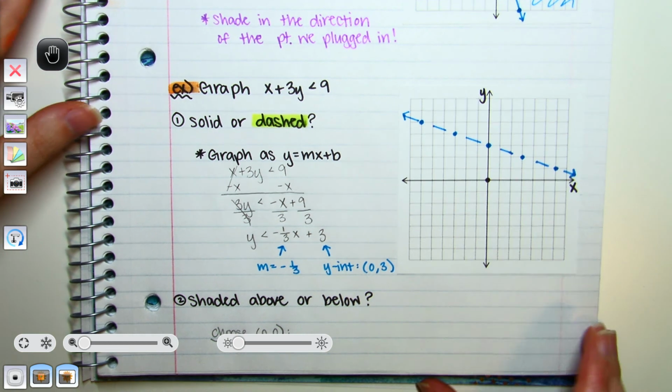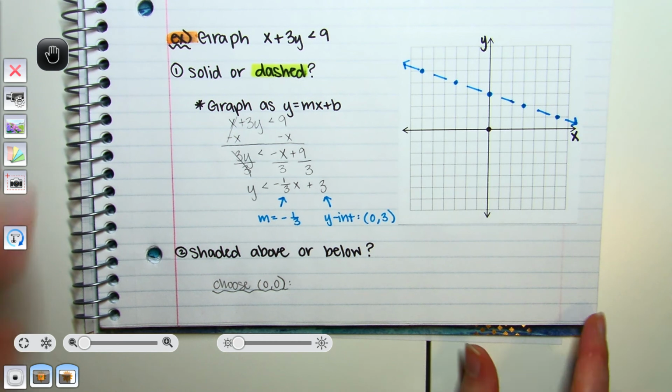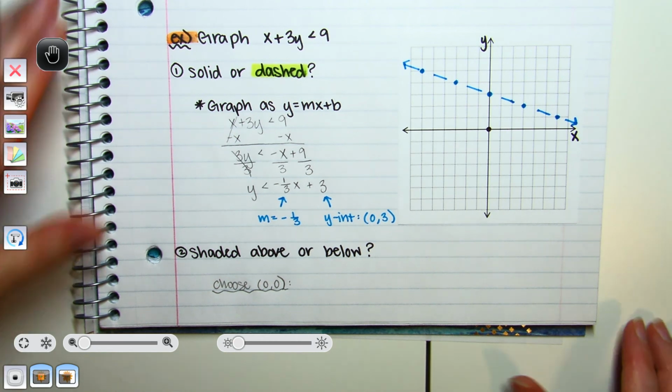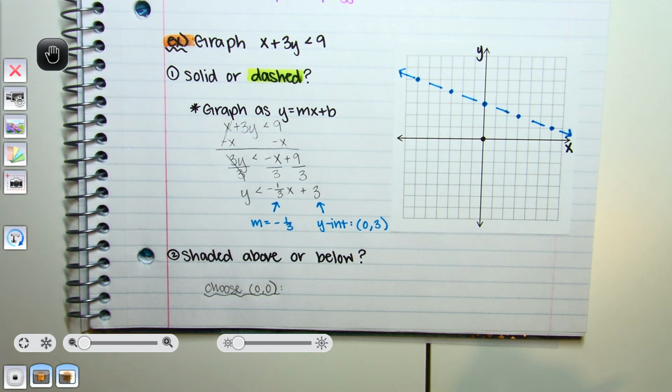Whoops, still can't see that. Sorry. I don't know why I can't make these little bars go away at the bottom of the video, the document camera thing. All right, so I'm going to choose (0, 0). Go ahead and plug that in, push pause, and then push play when you're ready to check.